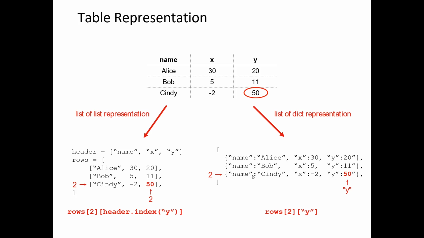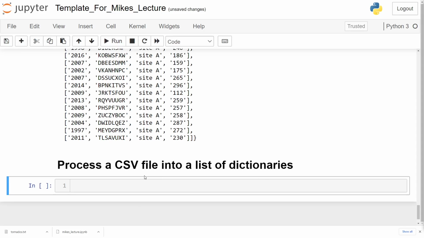If I've got my list of dictionary representation of this table, I can still go to row 2 directly with brackets, and then I can just say I need the Y value. And because this is a dictionary, it's going to use that dictionary lookup, find the Y from this row, and grab the 50.